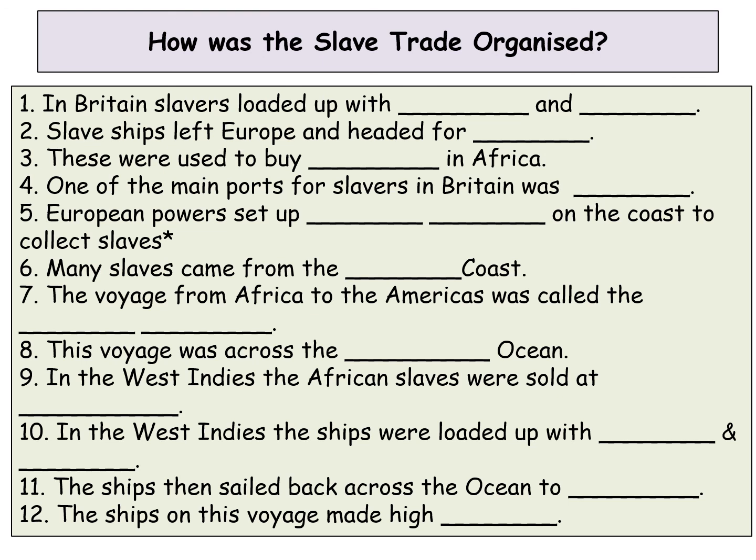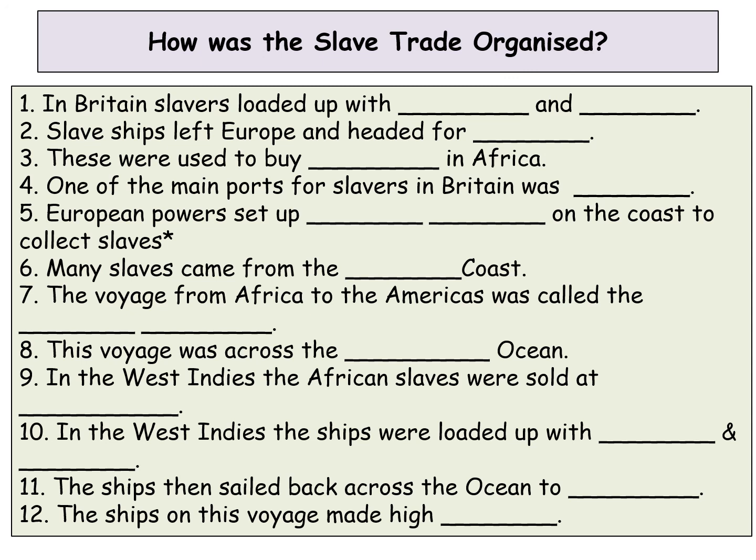One of the main ports for slavers in Britain was, so name one of the ports. European powers set up blank blank on the coast to collect slaves, so what was the place they were held in called? Many slaves came from the blank coast, so decide which one it is. The voyage from Africa to the Americas was called the something something, so that middle section, what's it called? This voyage was across the what ocean?